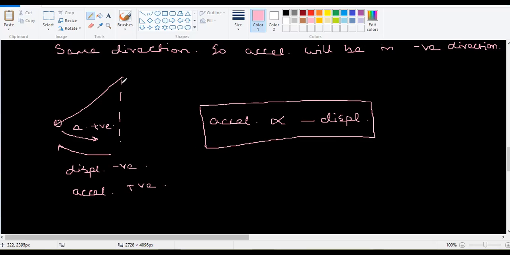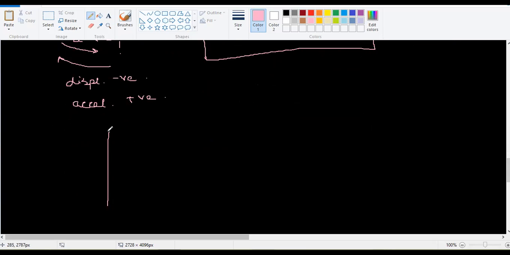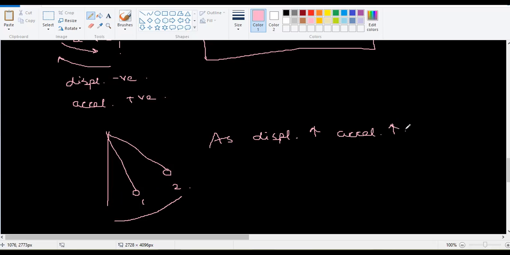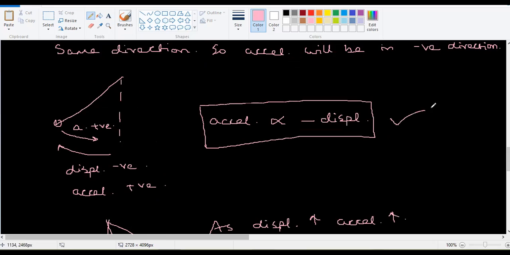Not only that, if I keep the pendulum here, or if I keep the pendulum here, which one will experience more force to come back? One or two? Here, this is going to come back with less velocity. This will be coming back with higher velocity, which means as displacement increases, acceleration also increases. So this is what this equation represents.